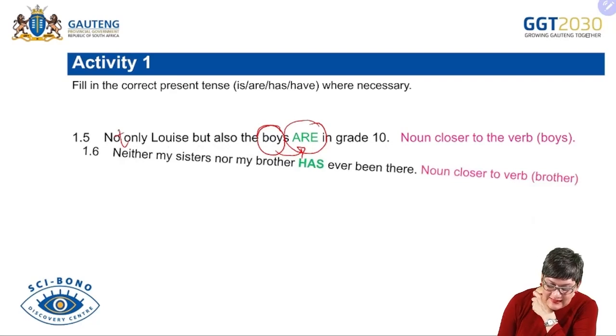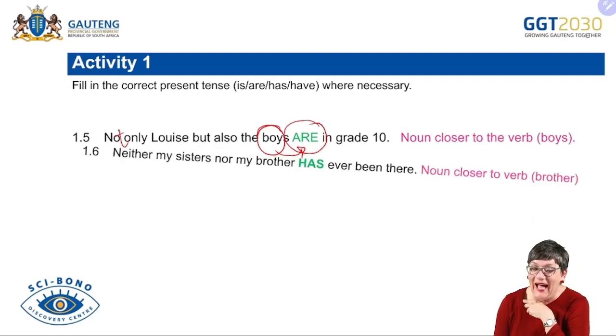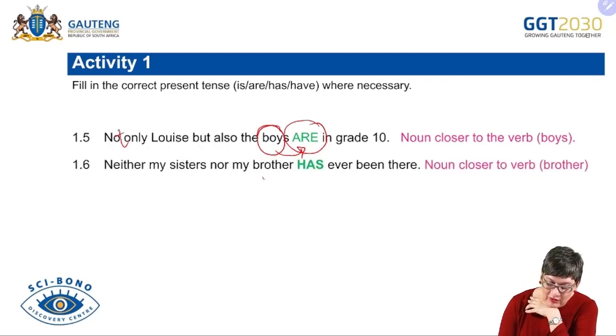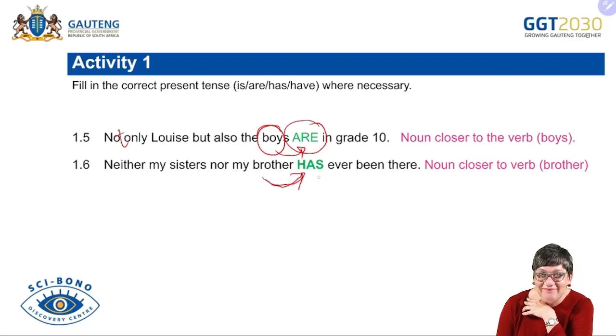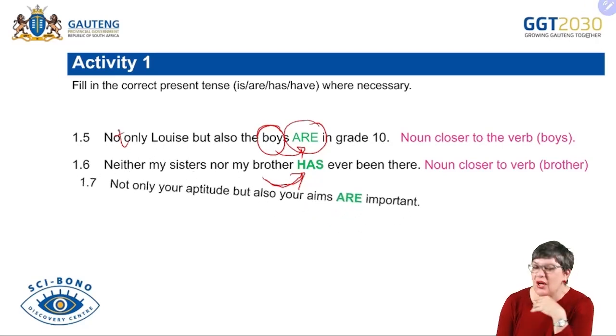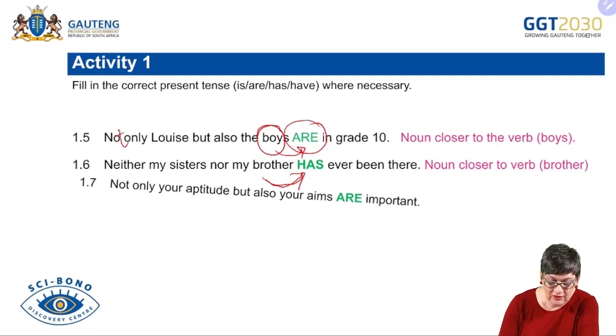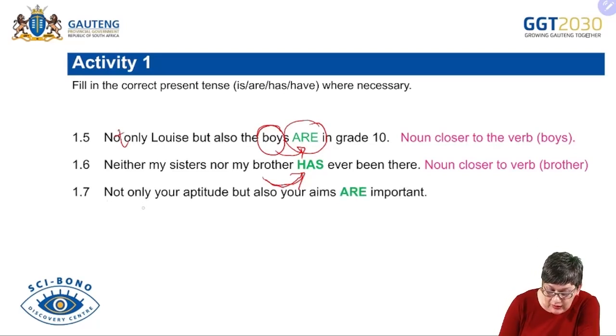Neither my sisters nor my brother has been there. The noun closest to the verb again, in this case is singular, I have to use has. Can you see how you have to figure it out? You can't just make a decision and say this is the one. You really have to sit and figure it out. Not only your aptitude, but also your aims are important. Same thing.